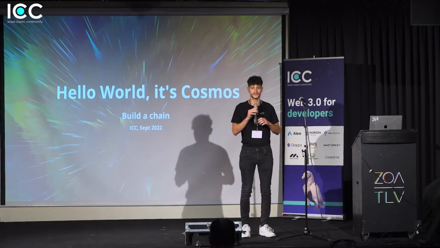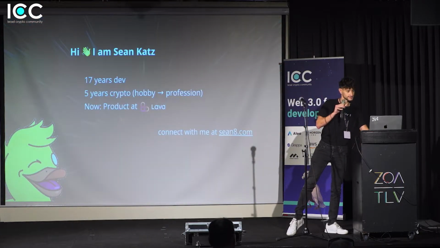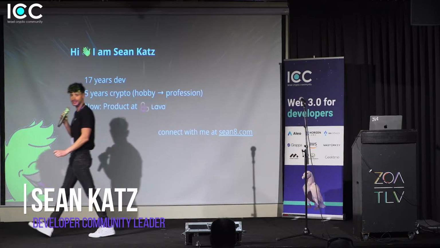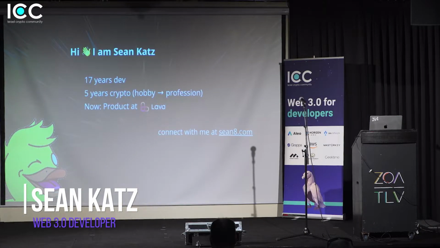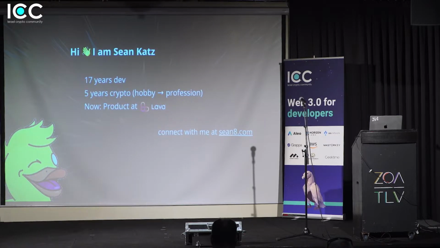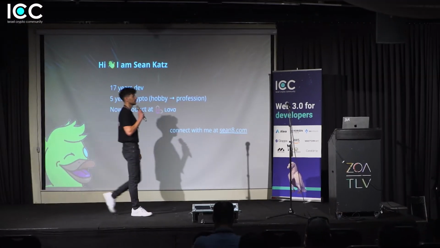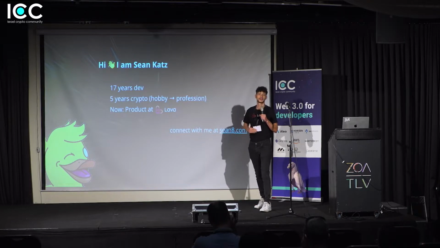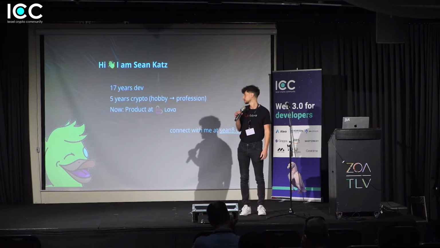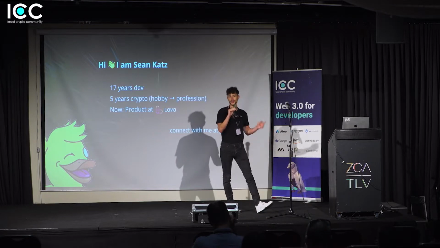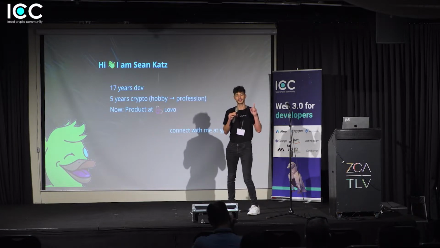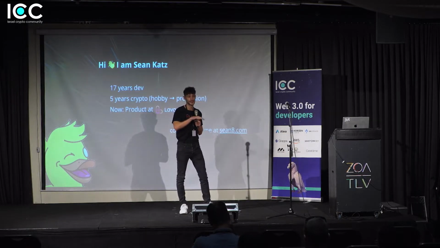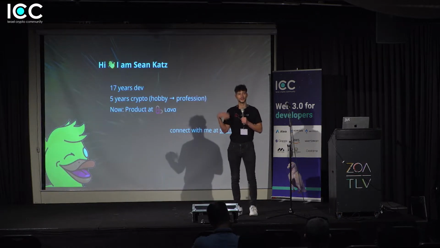So let me first introduce myself. My name is Sean. Originally, I'm a developer for many years. For the past 5 years, I've been crypto enthusiastic. I worked at Fireblocks before, and now I'm working at Lava, a startup. We're quite young, and we're doing a decentralized marketplace for Web3 APIs. But the interesting part is that we're building it on top of Cosmos. So we made our own chain, our own layer 1 chain. And that's what I'm going to talk about.